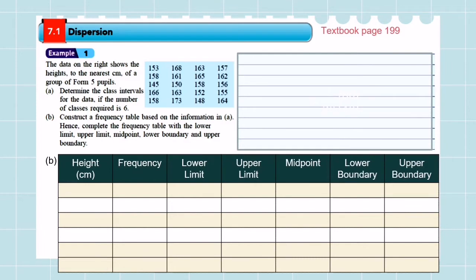Example 1. The data on the right shows the height to the nearest centimeter of a group of 5 pupils. A. Determine the class intervals for the data if the number of classes required is 6. Before we determine the size of the class interval, first we need to determine the largest data value, which is 173, and also the smallest data value, which is 145.